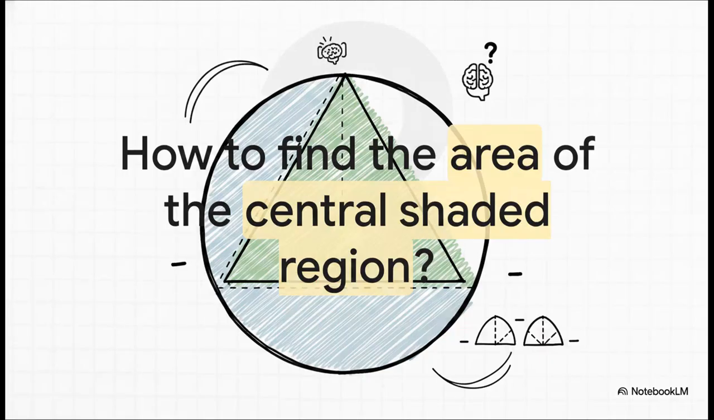So here is your homework challenge. Using the logical slicing formulas for sectors that we have completely mastered today, how exactly would you find the area of this central shaded region? Think about the inner angles of an equilateral triangle. Think about how many sectors you might need to subtract.